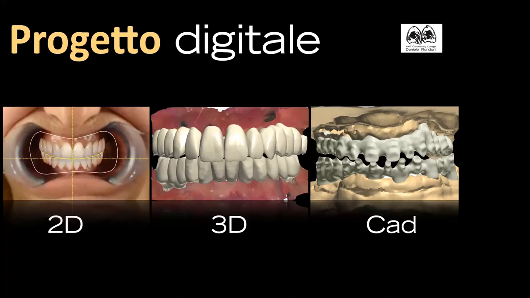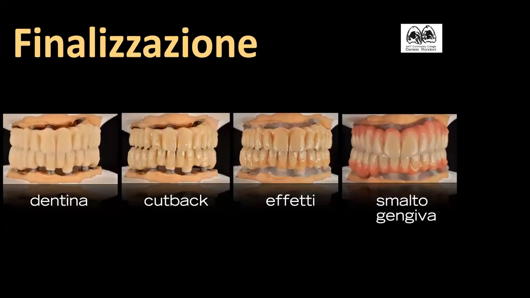Again, the work is done in titanium, composite titanium. Composite finishing as shown: the dentin, finishing of the internal effects, pressing of the enamel and layering of the composite.